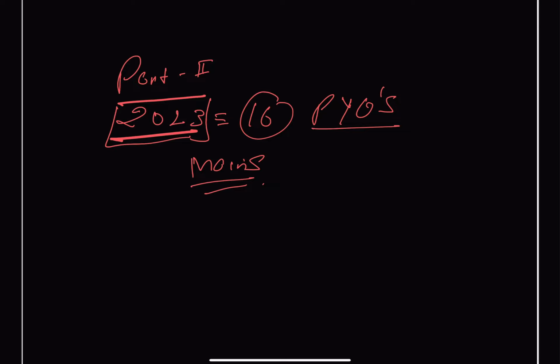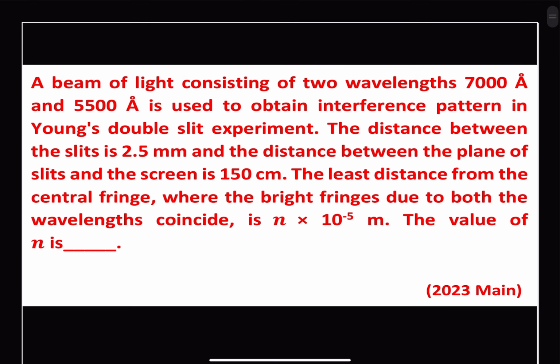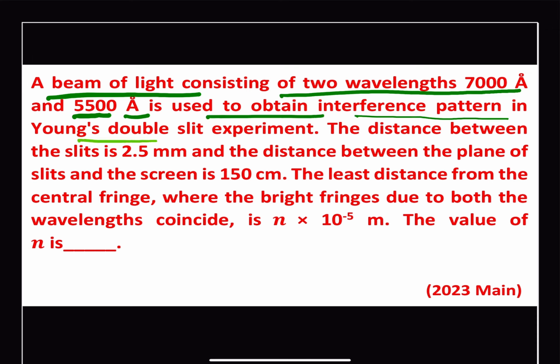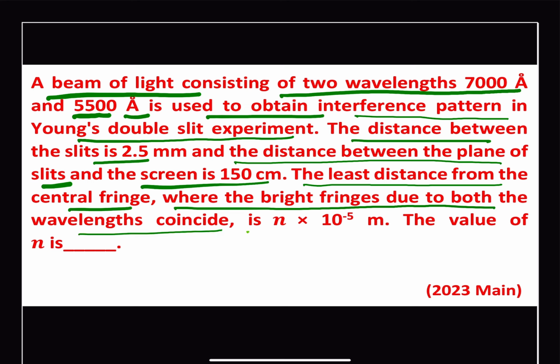So in the first question, a beam of light consisting of two wavelengths, 7000 angstrom and 5500 angstrom, is used to obtain an interference pattern in Young's double slit experiment. The distance between the slits is 2.5 millimeter and the distance between the plane of the slits and the screen is 150 centimeter. The least distance from the central fringe, where the bright fringe due to both wavelengths coincide, is n into 10 to the power minus 5 meters. The value of n is.